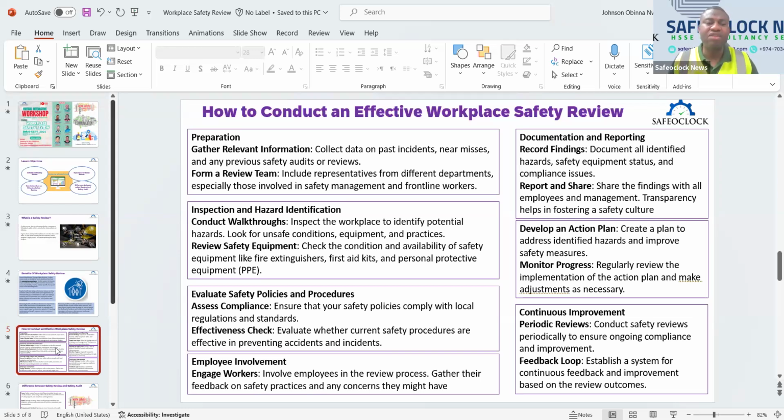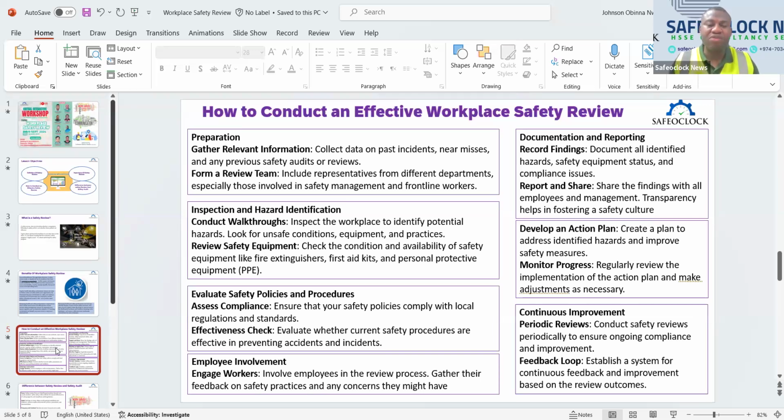Now, what is the next thing to do? The next thing to do is to identify the hazards in the workplace, conduct a workplace inspection, go on a walkthrough, try to look at the equipment and the tools used in that workplace, check their conditions, and check if all necessary equipment and tools are in place. Emergency response equipment, all of this, ensure that these are in place.